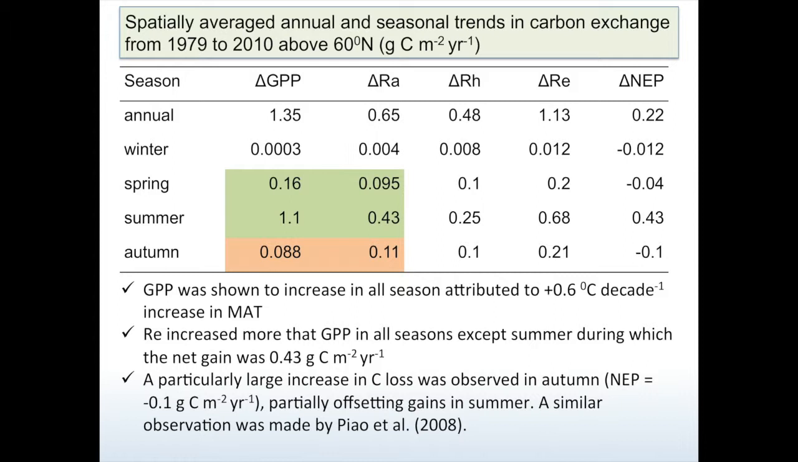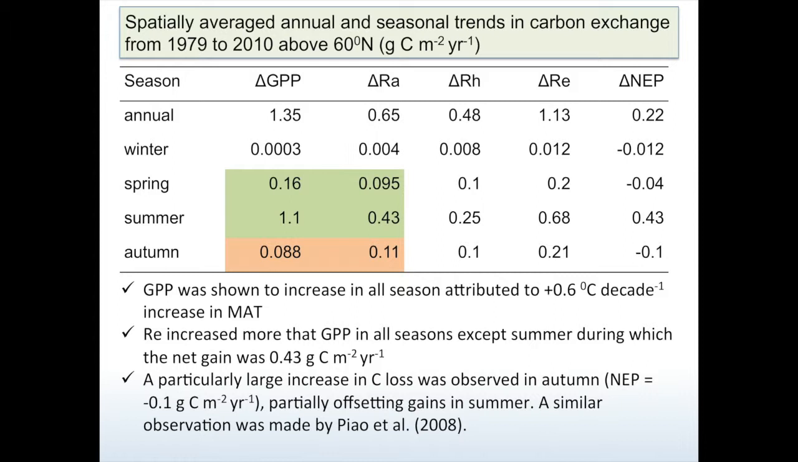So again, GPP was shown to increase in all seasons, attributed to this 0.6 degrees C per decade increase in mean annual temperature and the associated deepening of the active layer, about which I talked in the previous overhead. But ecosystem respiration increased more than GPP in all seasons except summer, so there was a fairly substantial net gain in carbon in the summer. However, an increase in carbon loss was observed in the autumn, which partially offset these gains.